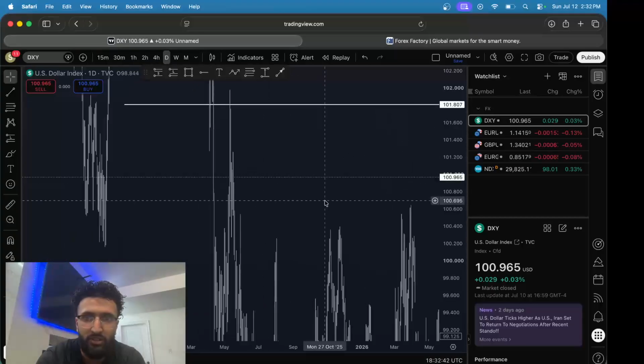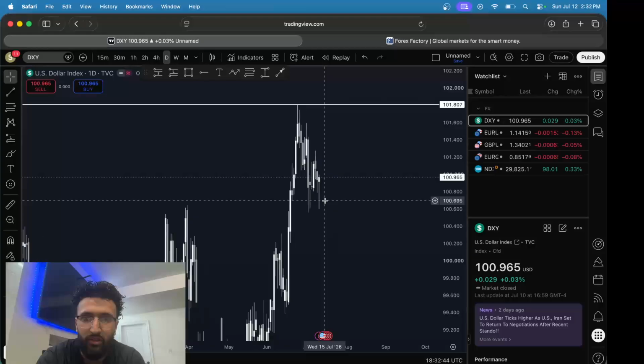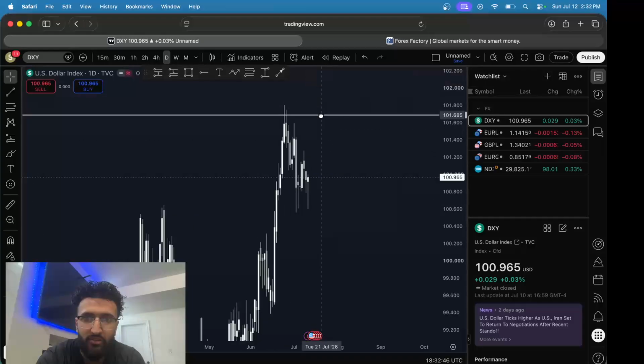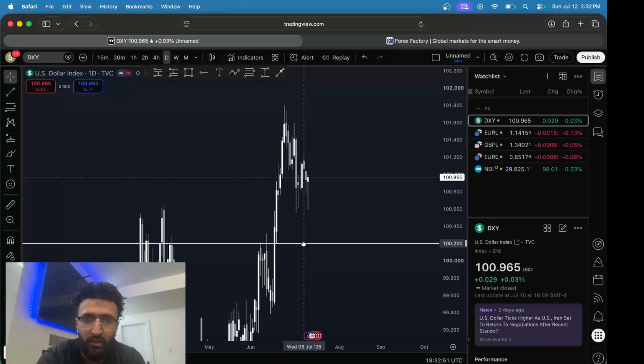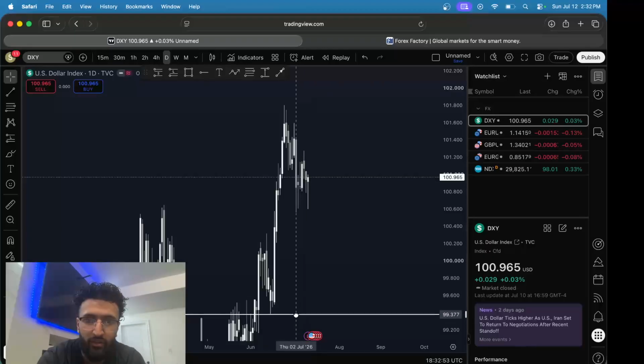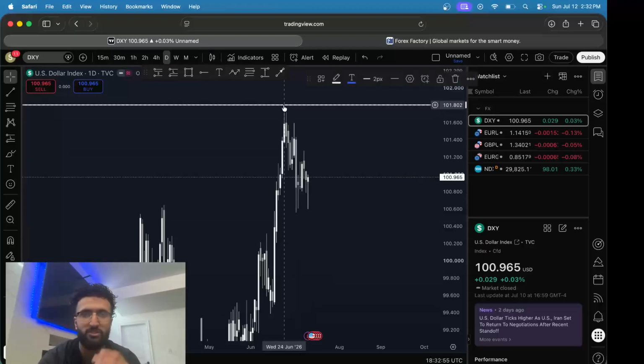If we even go to the daily time frame, there's a high here, there's a high here, there's a low here, and there's a low all the way down here. So these are all just simple things the market likes to go towards. These are things that we like to target.